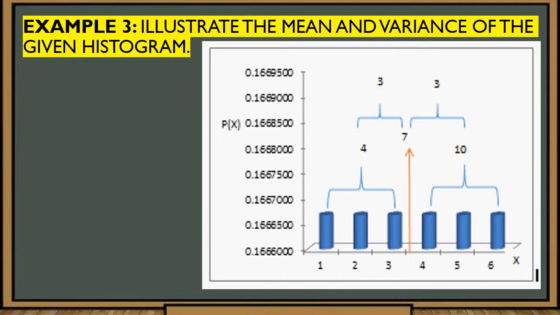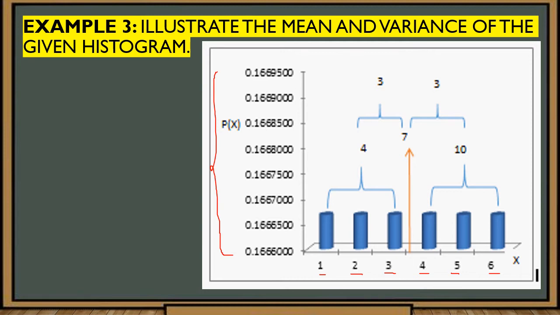Under the x-axis, or in the horizontal line, you have here the values of x, such as 1, 2, 3, 4, 5, and 6. And on the y-axis, you have here the probabilities. Notice that each of them has equal probabilities.